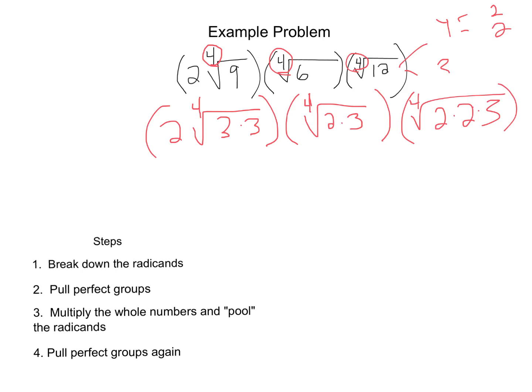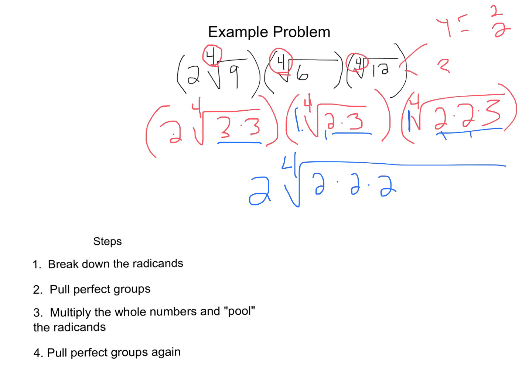Alright. So then our next step is we're going to pull our perfect groups, if I have any. Well, here I don't have a set of 4. Here I don't have a set of 4. And here I don't have a set of 4, so I can't pull any perfect groups. So now let's multiply everything together. Now remember, on the outside of these radicals, there are 1's hiding. So 2 times 1 is 2. 4th root. Now I've got 1, 2, 3 2's, so 2 times 2 times 2. And I've got 1, 2, 3, and 4 3's.